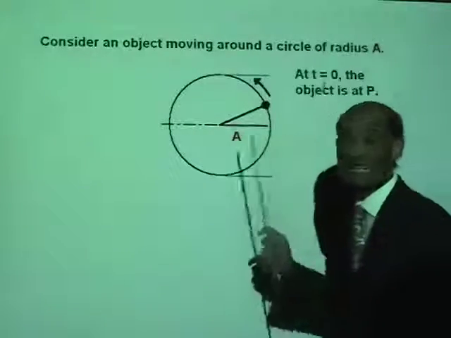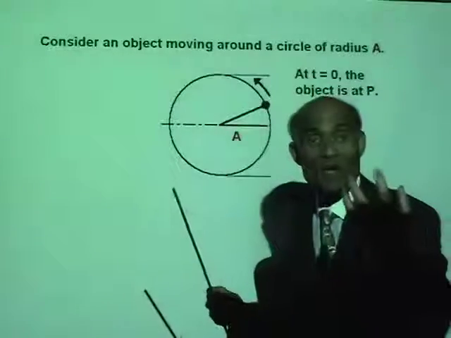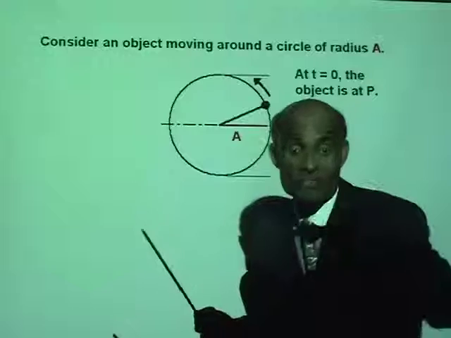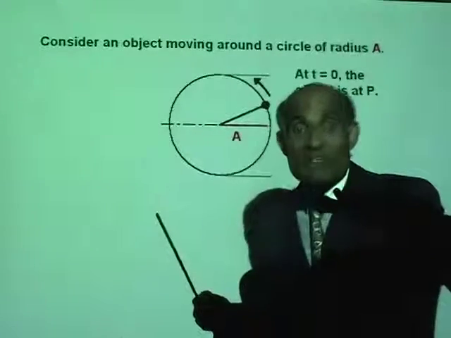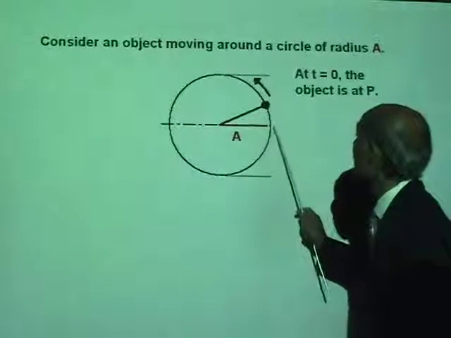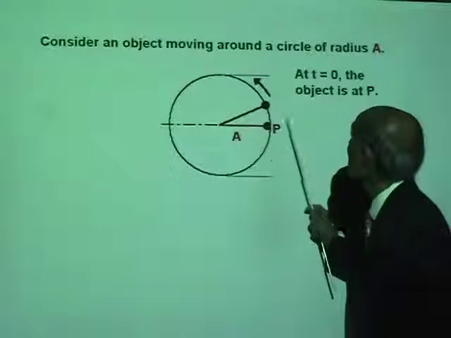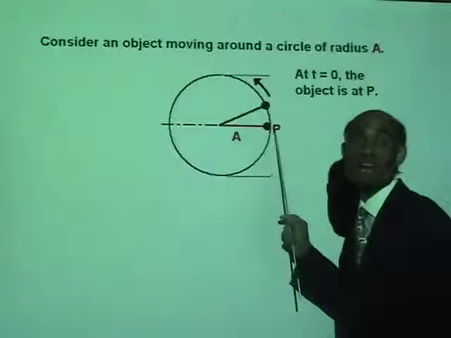Alright? At t equal to 0, what does that mean? We are now going to observe the object after starting a clock. Now t equal to 0 means at the instant I started the clock, where is the object? The object is here at P. At t equal to 0, the object is at P.